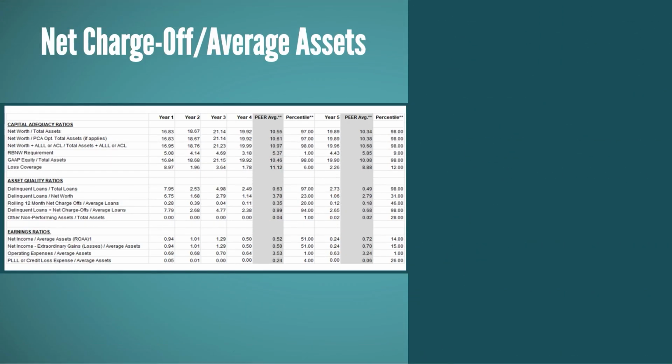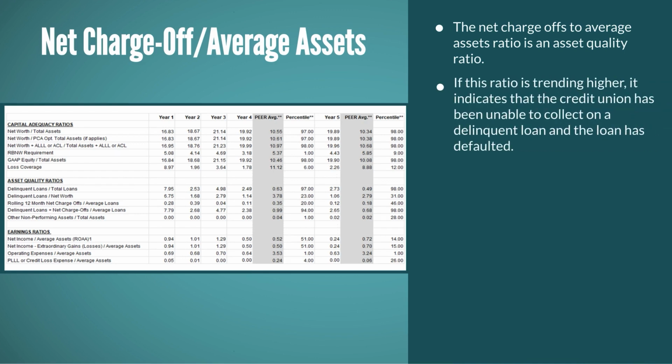Like the delinquent loans to total loans ratio, the net charge-offs to average assets ratio is an asset quality ratio. This is a valuable ratio when evaluating the effectiveness of the lending and collection process. If this ratio is trending higher, it indicates that the credit union has been unable to collect on a delinquent loan and the loan has defaulted. The net amount, or loan balance less any repossession value, is reflected in this ratio.